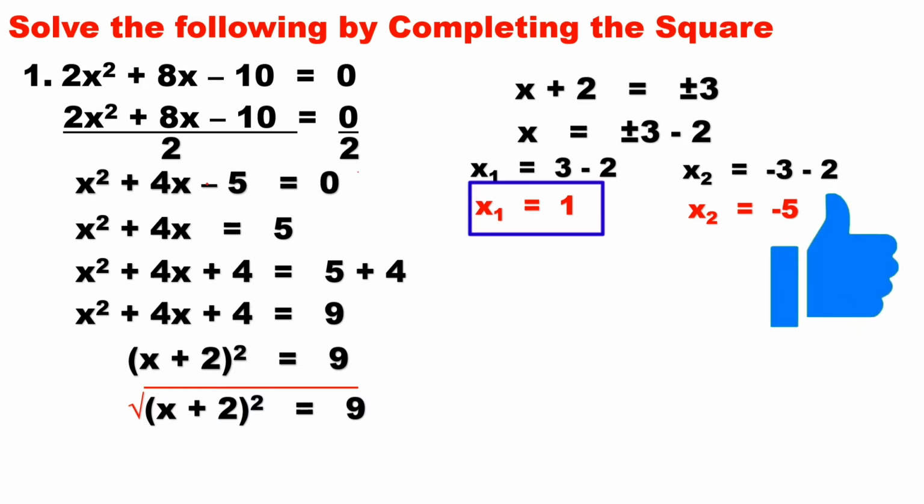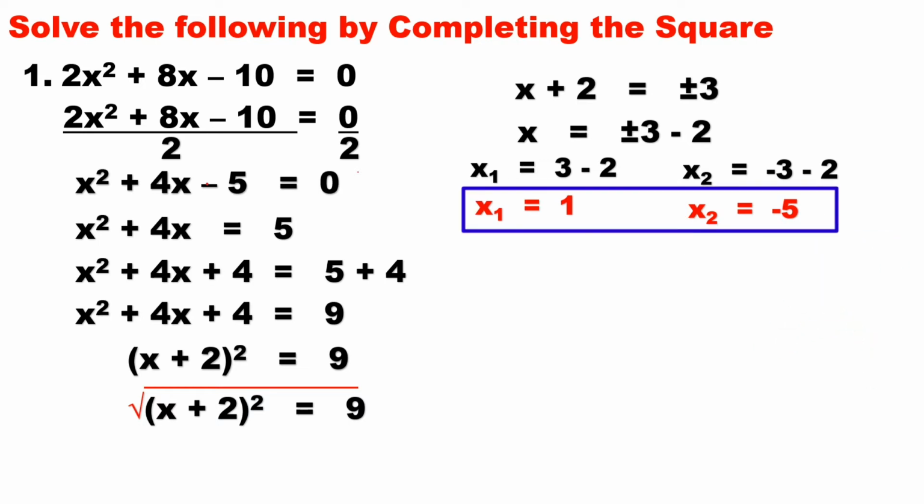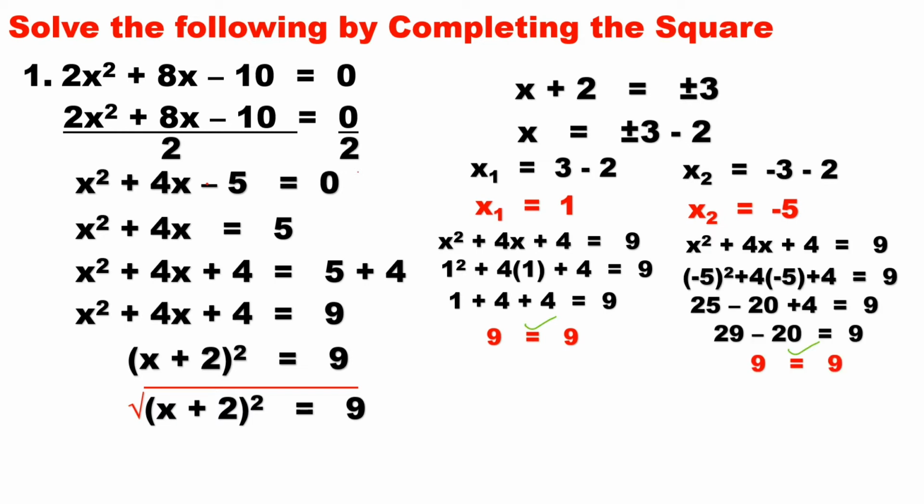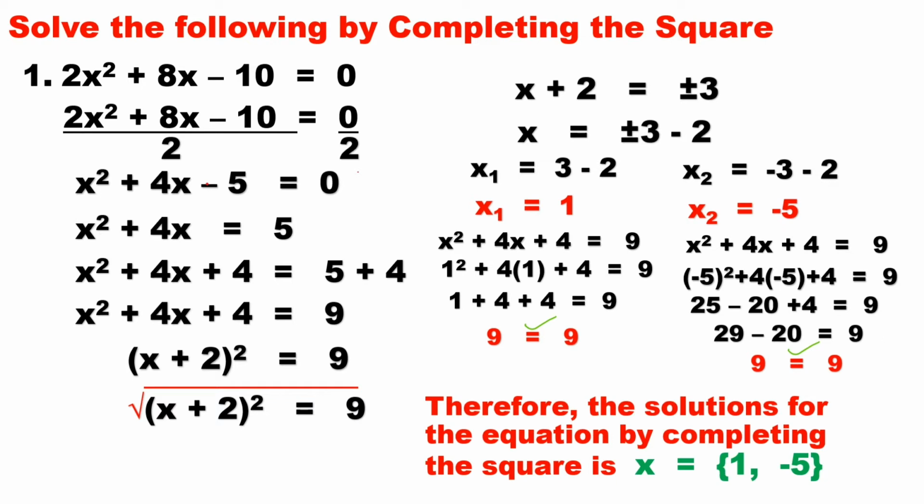To determine if 1 or negative 5 or both are solutions, substitute the values to the original equation. By substituting 1, we have 1 squared equals 1, 4 times 1 equals 4, plus 4 equals 9. 1 plus 4 plus 4 equals 9. Since they are equal, 1 is a solution. Do the same to negative 5, substitute to the original equation, and as you see on the solution at the right side of the screen, 9 also is equal to 9. It means that negative 5 is also a solution. Therefore, the solution for the equation by completing the square is 1 and negative 5.